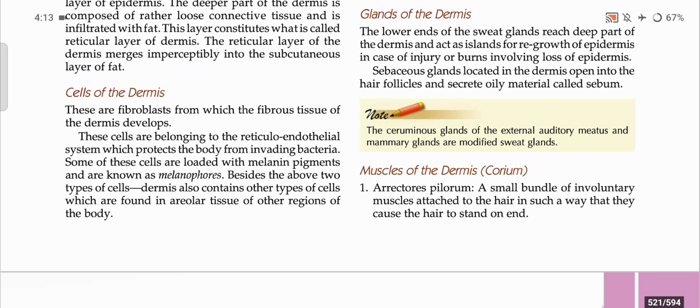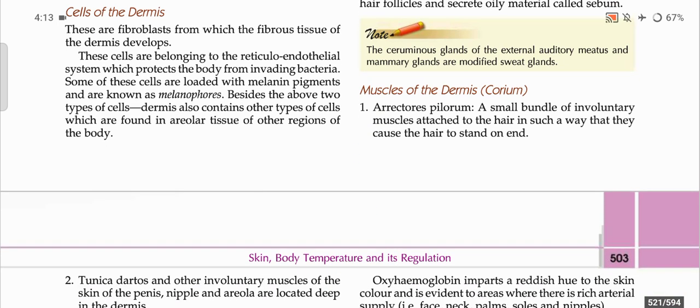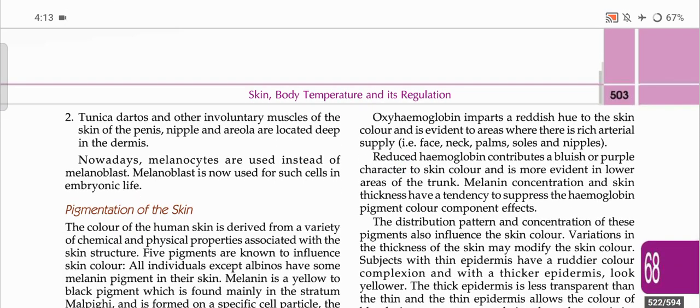You must remember this. Muscles of the dermis: erector pilorum, a small bundle of involuntary muscle attached to the hair in such a way that they cause the hair to stand on end. Tunica dartos and other involuntary muscles of the skin of the penis, nipple, and areola are located deep in the dermis. Nowadays, melanocytes are used instead of melanoblast. Melanoblast is now used for such cells in embryonic life.